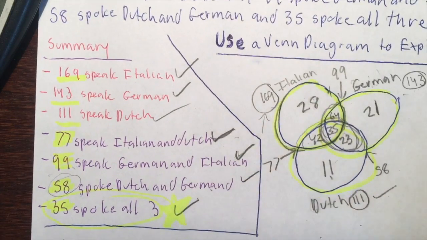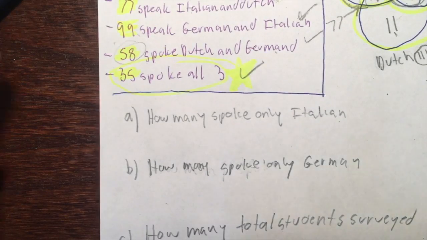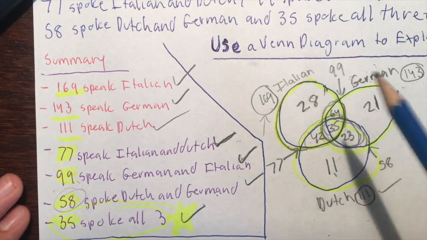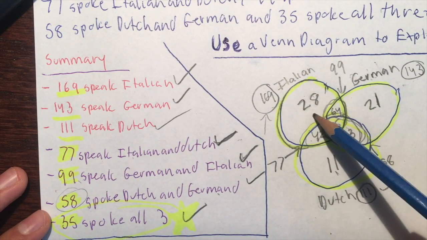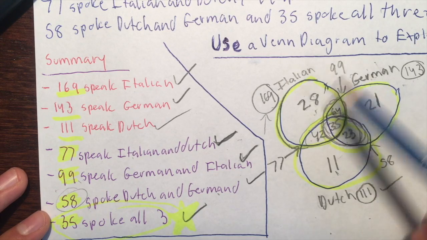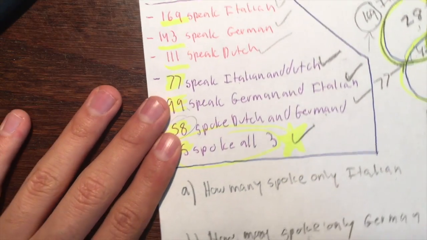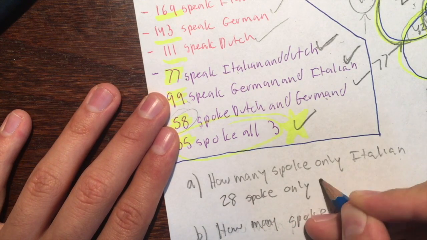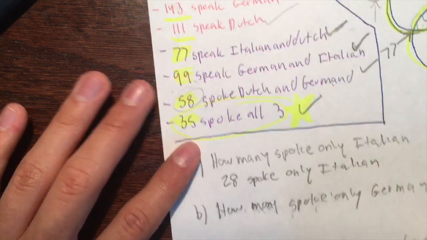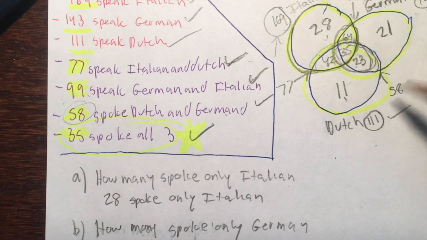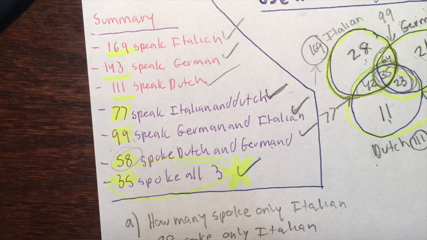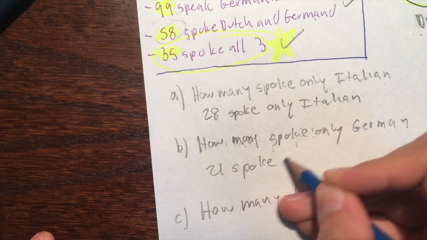Alright, now that we've finished the Venn diagram, we can answer some of the questions below. First question: how many only spoke Italian? It's pretty easy. We just look at the Italian circle and see the number that is all by itself, not connected to anything. So 28 spoke only Italian. Okay, next question. How many spoke only German? Again, we look at the German circle, see the number that is isolated, therefore only 21 spoke German.